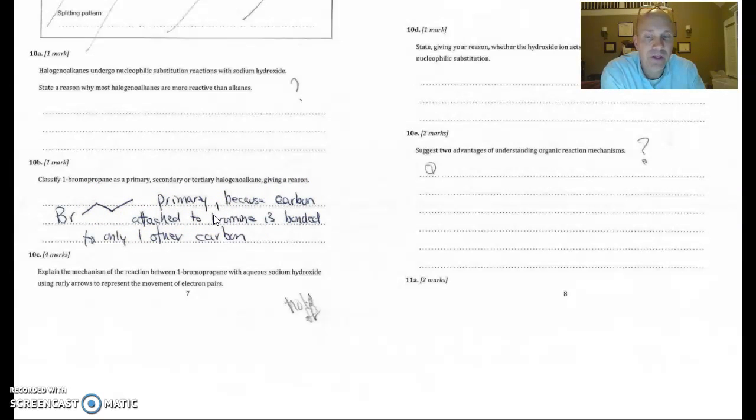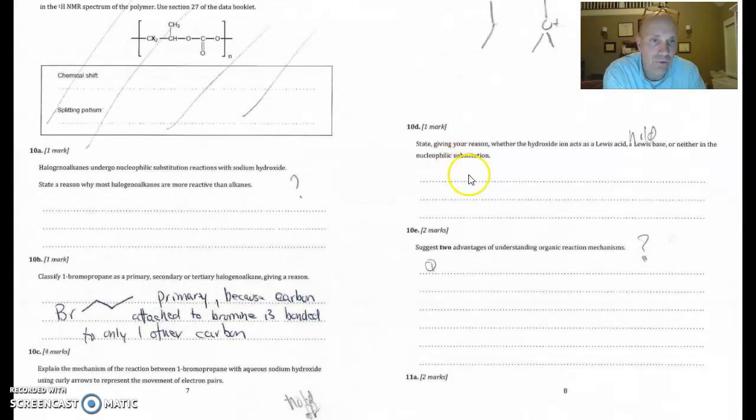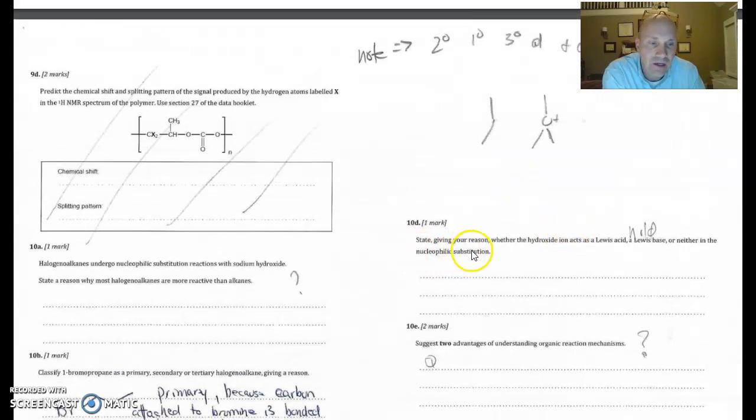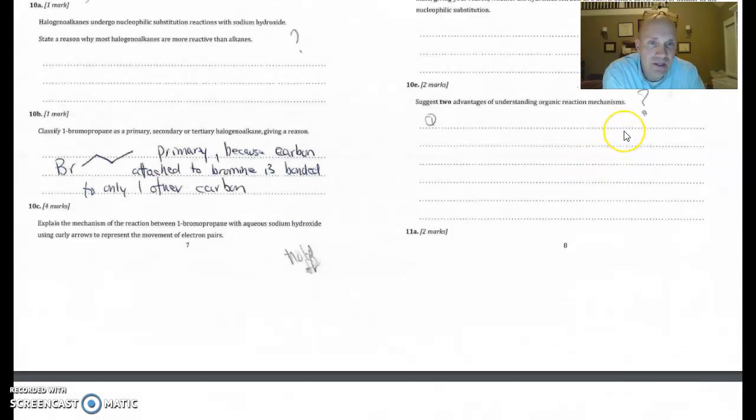Remember, when you're doing the primary, secondary, and tertiary halogenoalkanes or alcohols, it all has to do with how many carbons are attached to the carbon that the functional group is attached to. It's a little different with primary, secondary, and tertiary amines, which is just the number of carbons that are attached to the nitrogen. We'll give you an example of that later. We skip these right here.